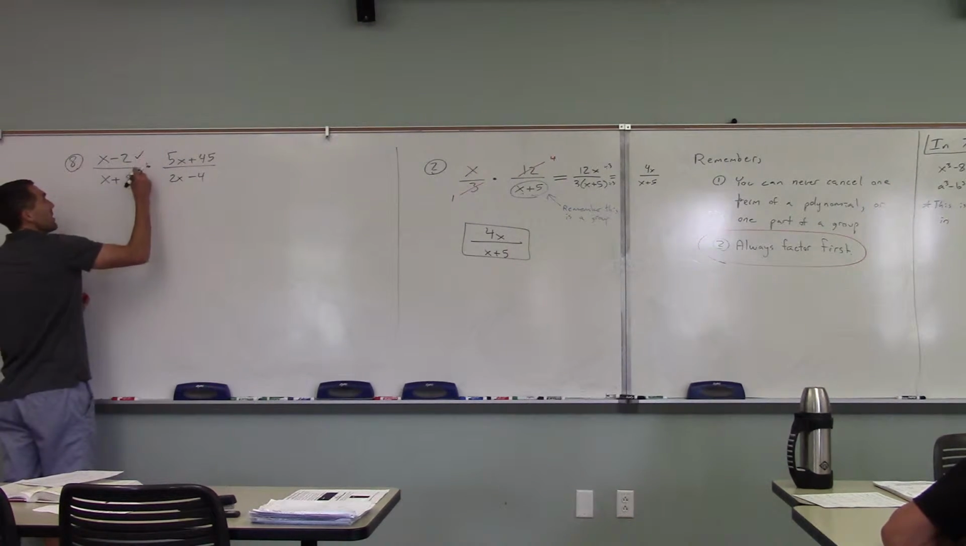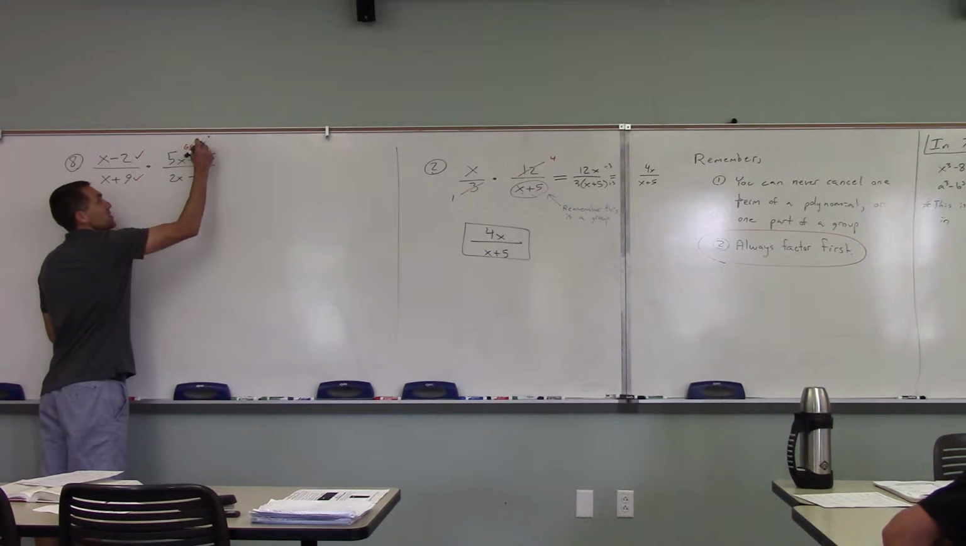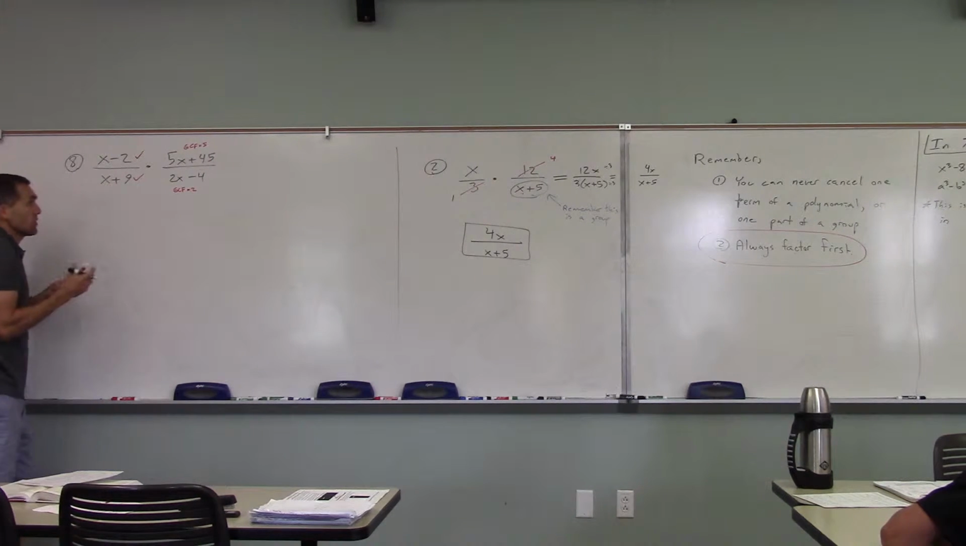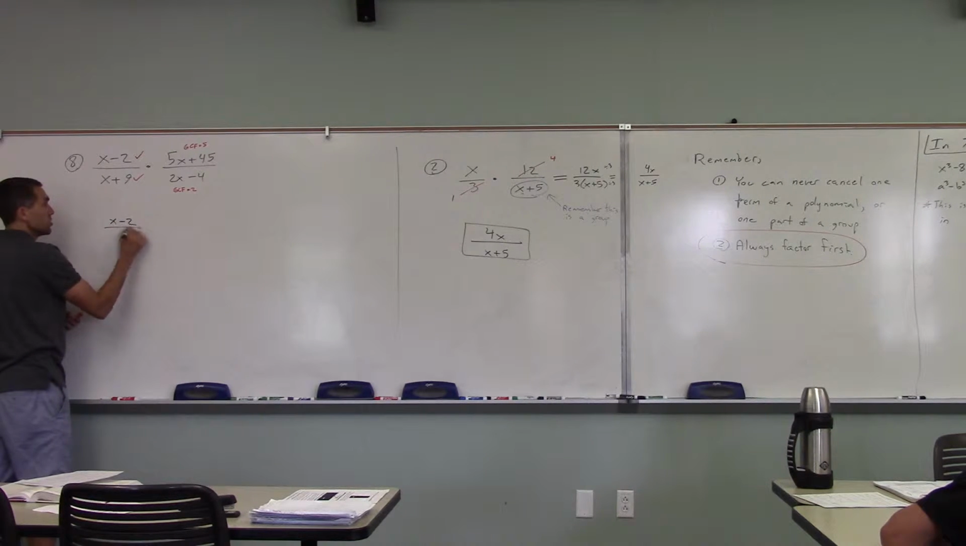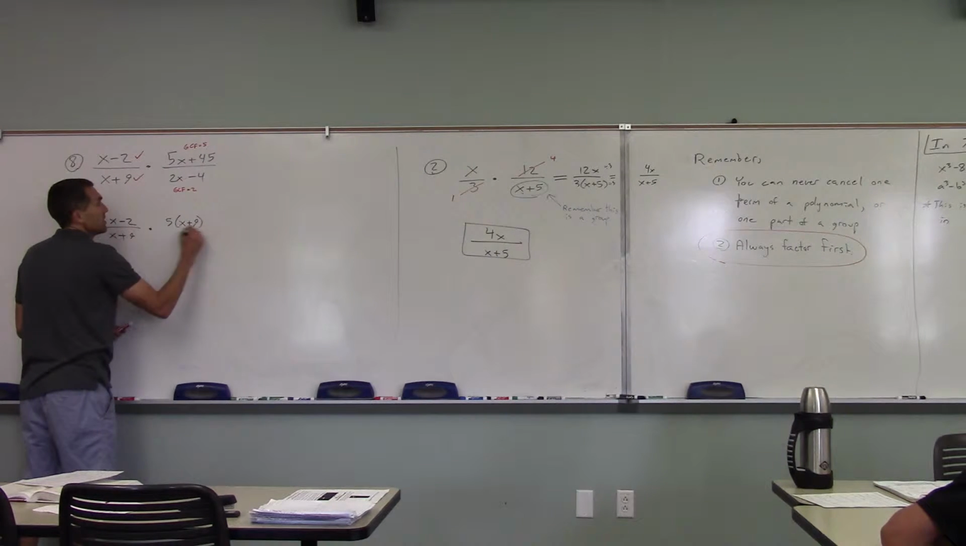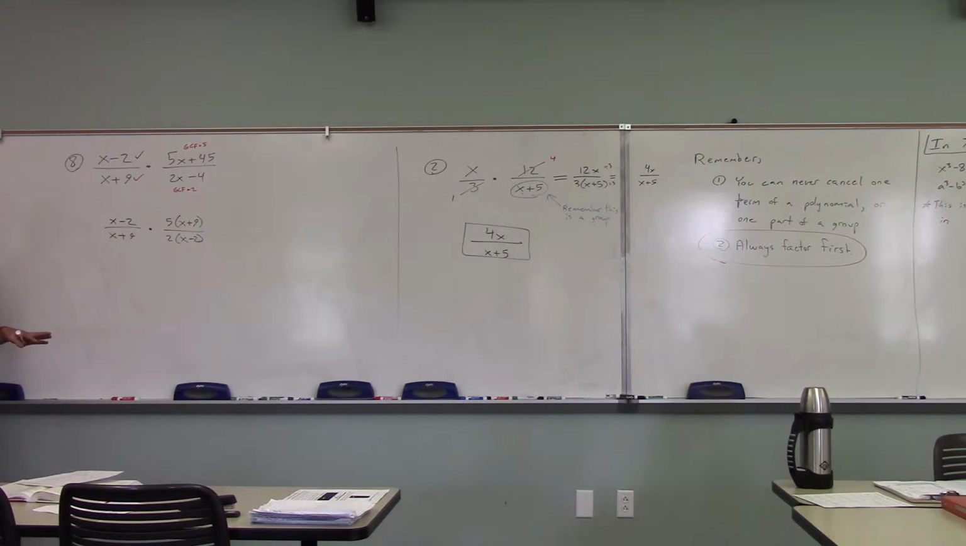So this one, already factored. Already factored. This one, as Dan just suggested, we'll take the GCF out, 5. We'll take the GCF out, 2. And so that was all we could do. So we have x minus 2 over x plus 9 times 5 times x plus 9 over 2 times x minus 2. And now that everything is factored, now we could cancel whatever we wanted. Right? Always factor first though. So you can cross cancel them, right? Yeah. x minus 2 and a 5.